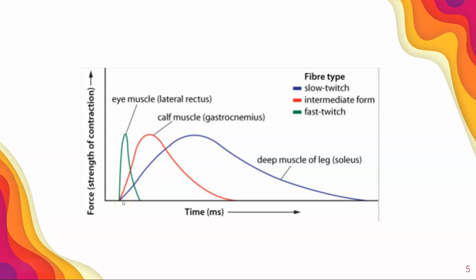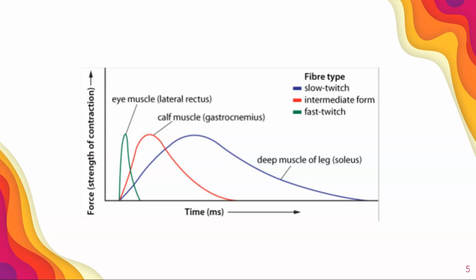This one here, this calf muscle, okay, it takes a much longer time for it to fatigue as it reaches its top contraction and then tapers out. This red one is called an intermediate form, or we call them type 2A, or the glycolytic, which you don't need to know, but essentially they're intermediate forms.